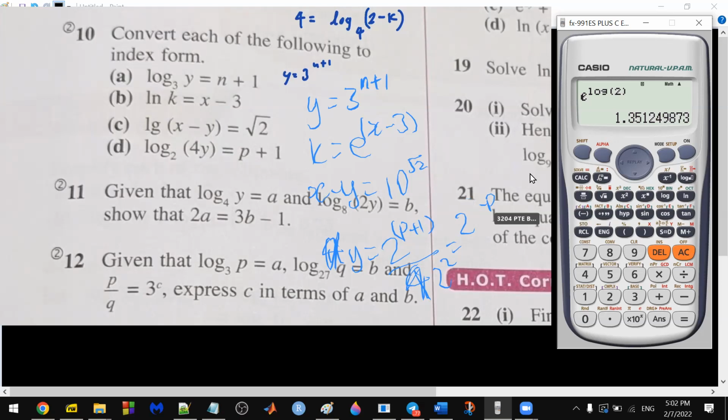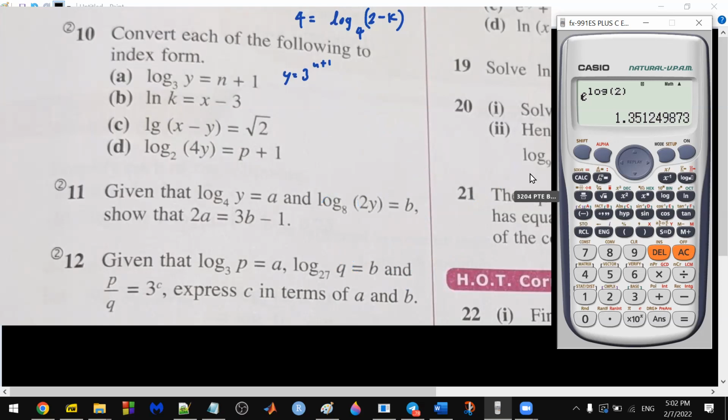Wait, sorry. P plus 1 minus 2. Plus 1 minus 2. P minus 1. Yes. Okay, Ken, you got it. Okay, move on.